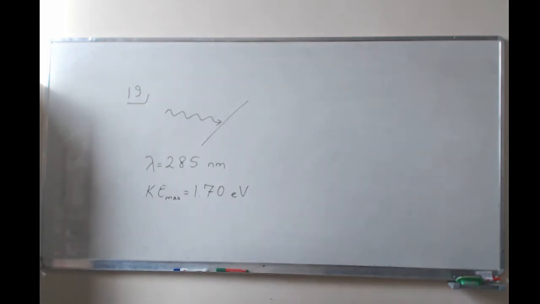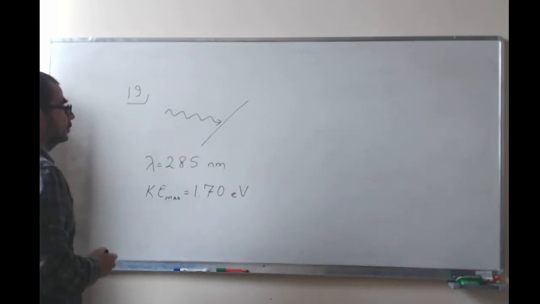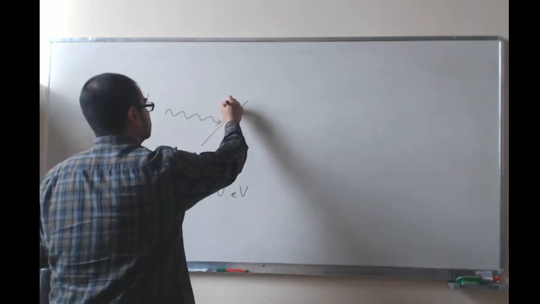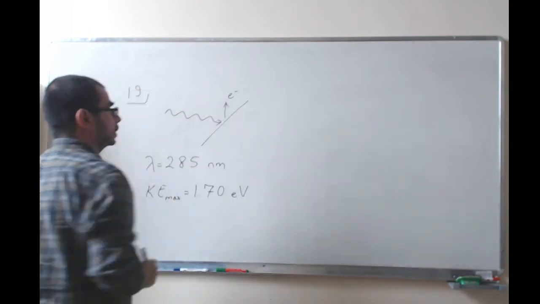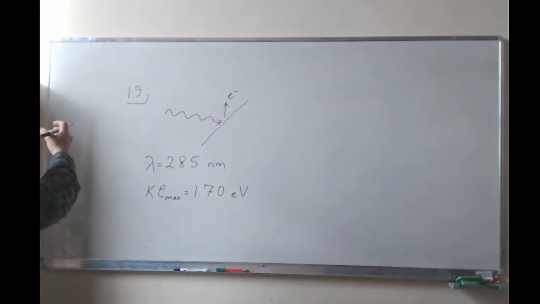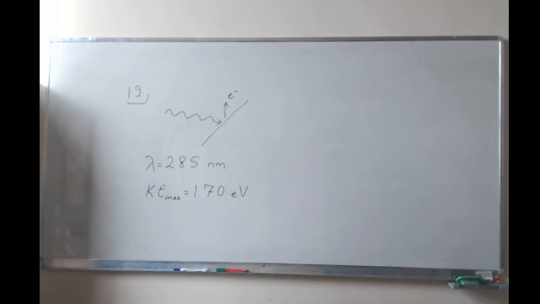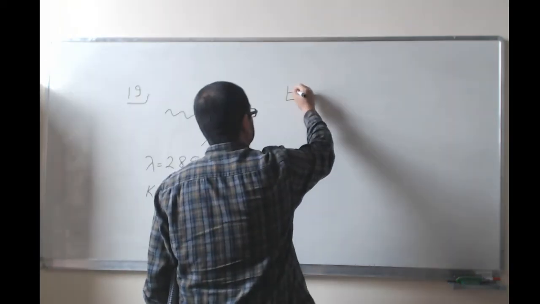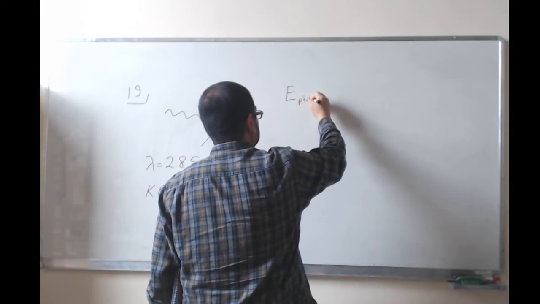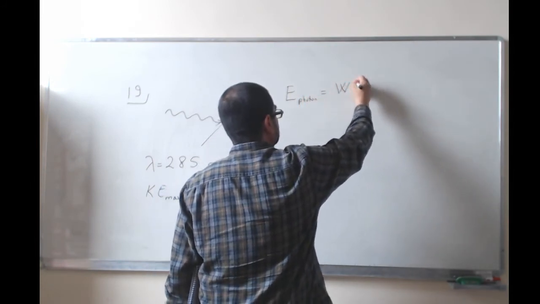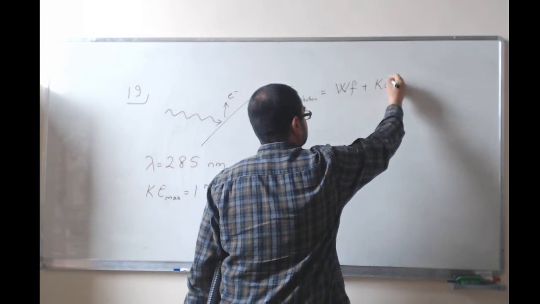So what happens here is that these photons fall onto the surface and they lead to emission of electrons, right? And those electrons absorb all of the energy of this photon. So they absorb this energy corresponding to this 285 nanometers, but some of it they spend on the work function of the metal, and then the rest is available to them as kinetic energy. Right? This is the idea. So the energy of the photon is going to go to the work function plus the kinetic energy of the electrons.